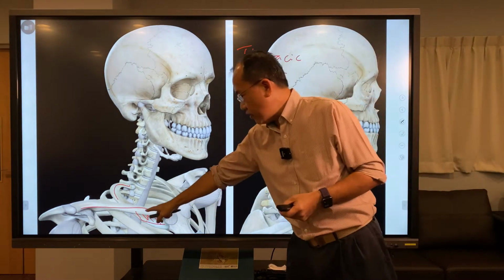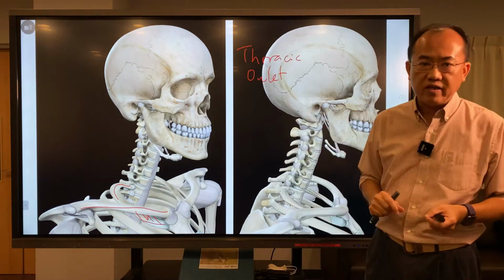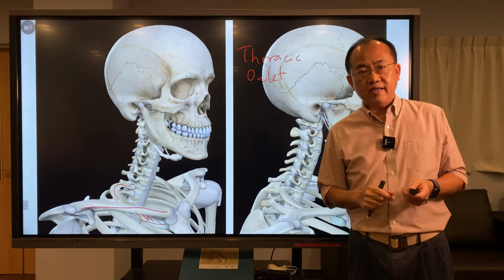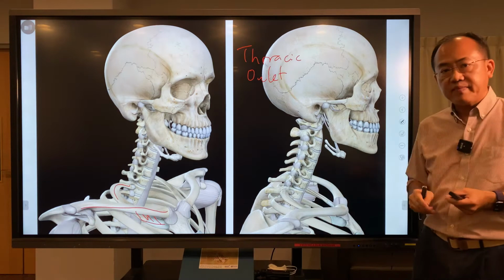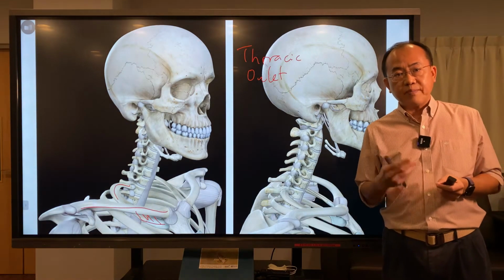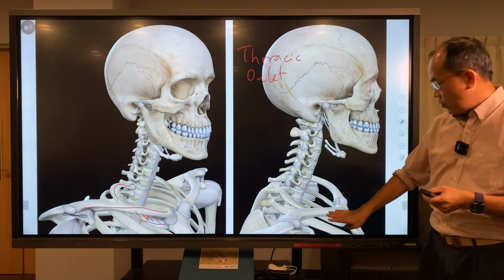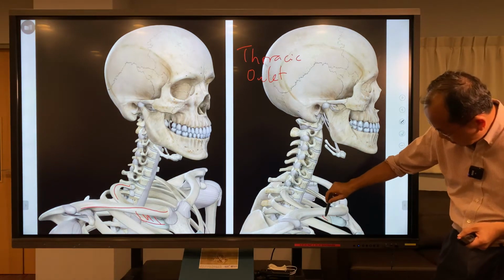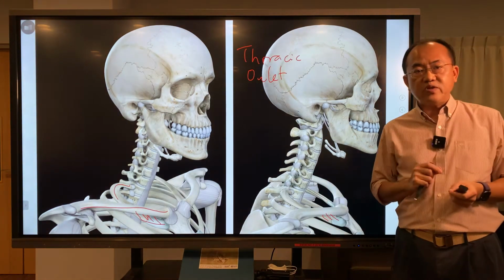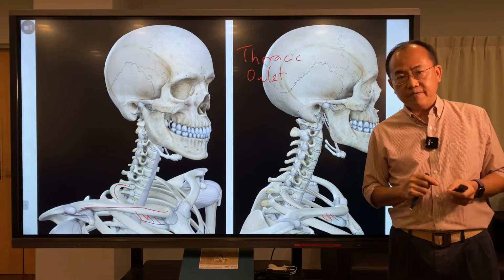So sometimes you have compression of the structures within the outlet. We call it thoracic outlet syndrome, right? Okay, especially the brachial plexus as well as the subclavian artery and veins, right? So if we are looking from the side view, this is the thoracic outlet, yeah? It's a space between the first rib and the clavicle, all right?